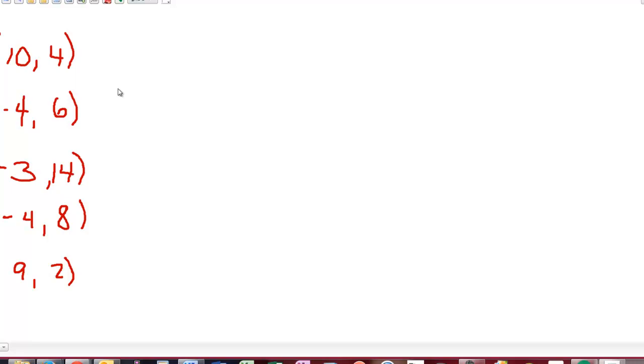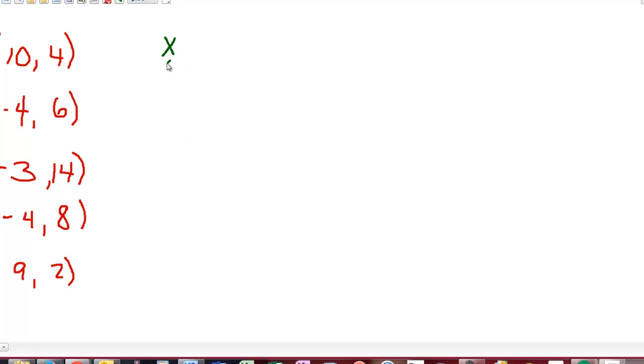So your x's are your domain. So these here, well, do these points represent a function? Well, we're going to find out right now. So my x values are my input values. Now, usually you want to write those in order.